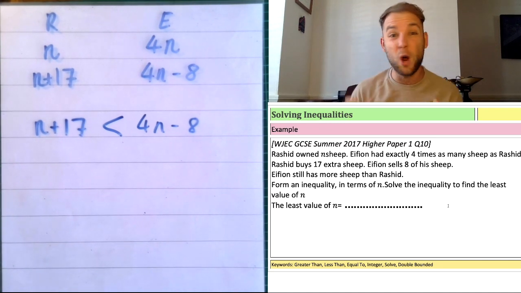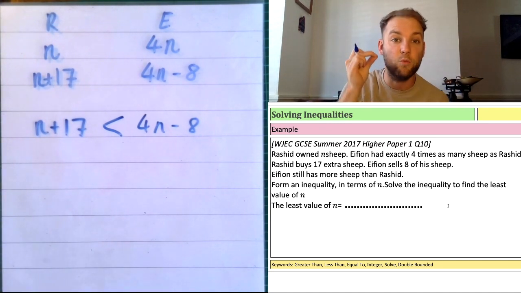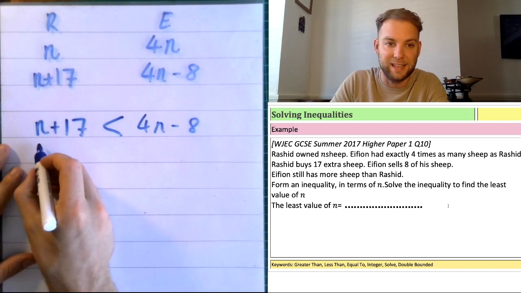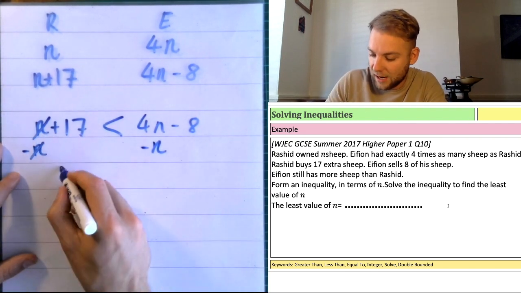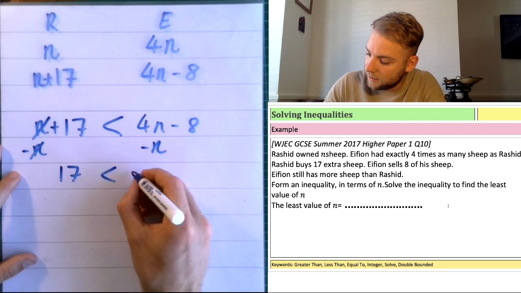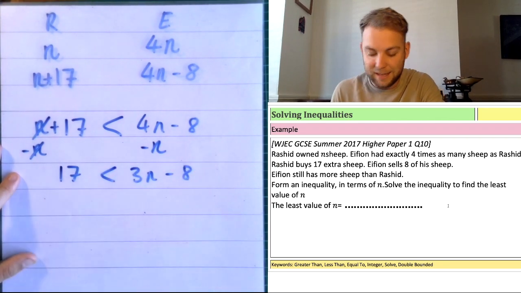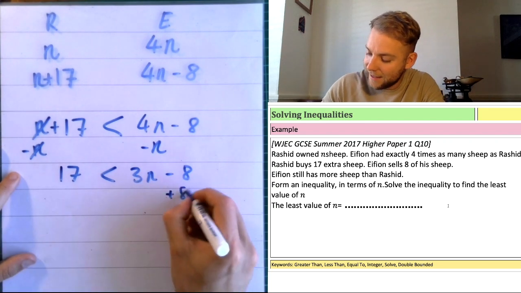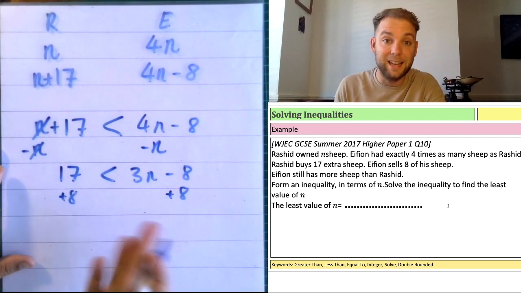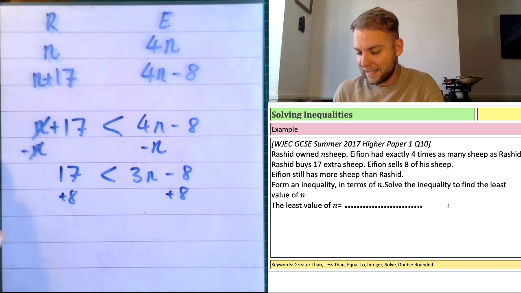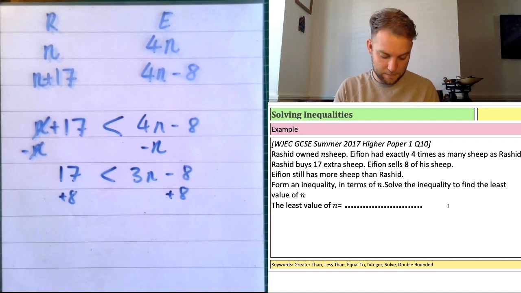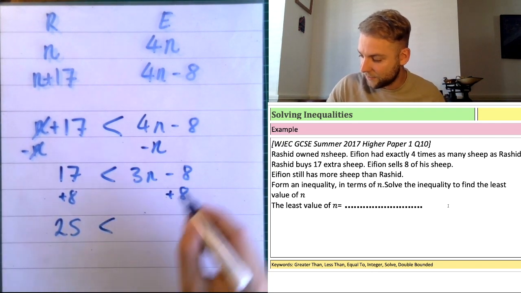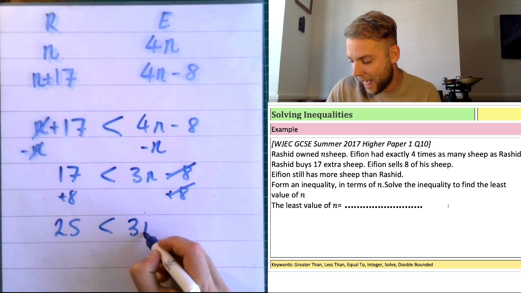Now we need to solve it. And we can do that. We've just done loads of these. So remember, we need to get rid of the smallest unknown first, which in this case is the n. So subtract n. If I subtract n from this side, I'm just left with 17, which is less than 3n subtract 8. Then I'm going to add 8 to both sides. 17 plus 8 is 25, yeah, good. 25 is less than, if I add 8 to this right-hand side, I'm just left with 3n.